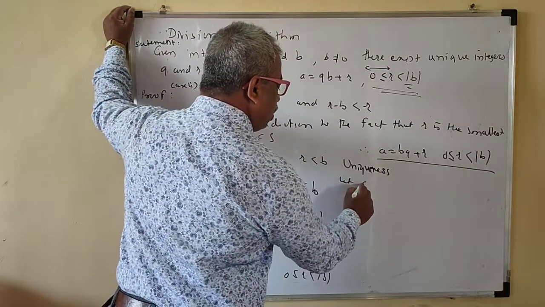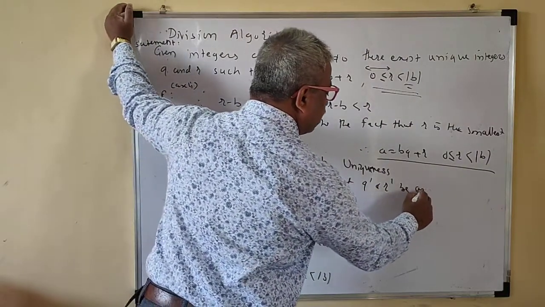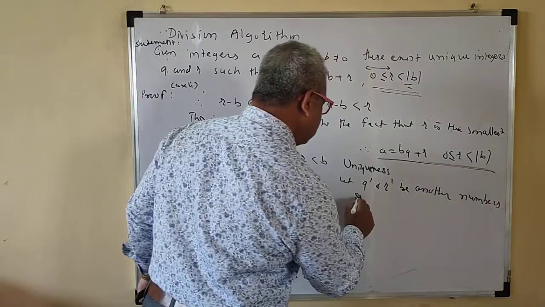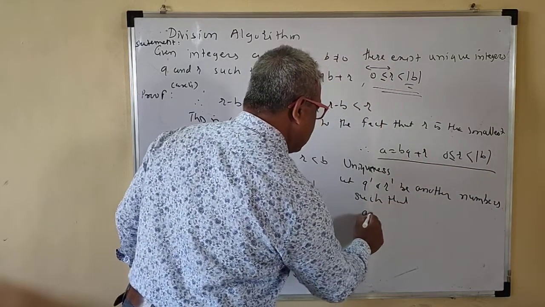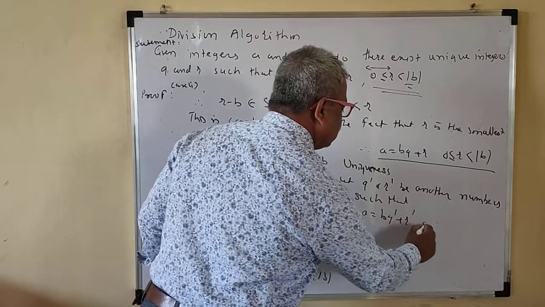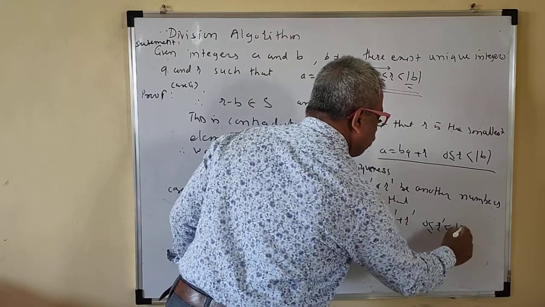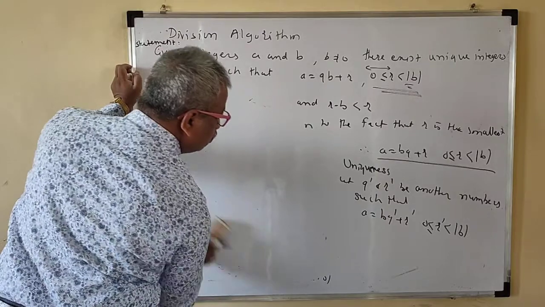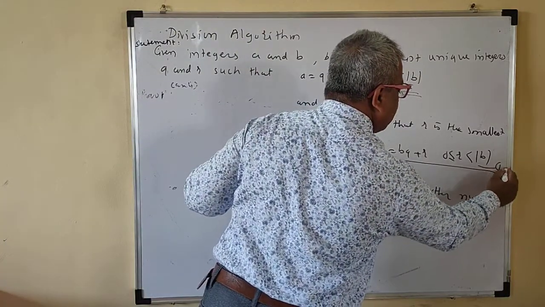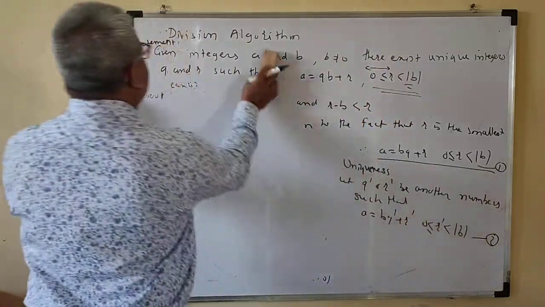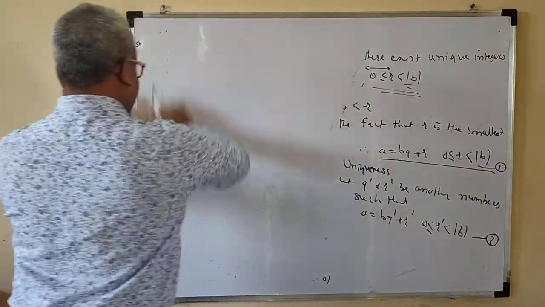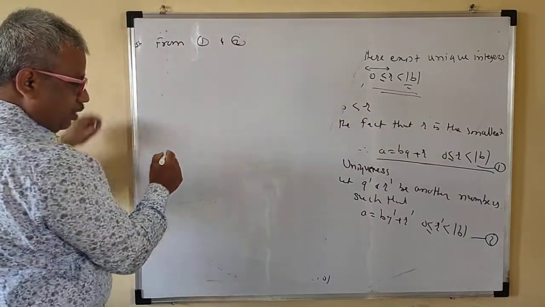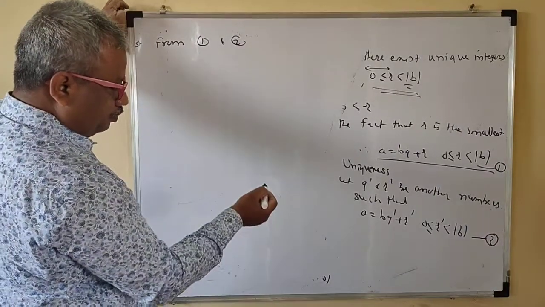Let Q dash and R dash be another pair of numbers such that A is equal to B Q dash plus R dash, 0 less than or equal to R dash, less than mod B. So now I will call this 1 and I will call this 2. Okay, so from 1 and 2.